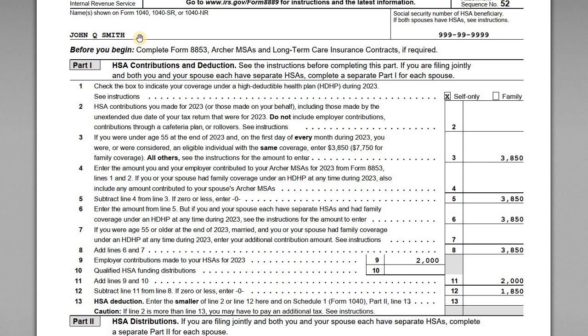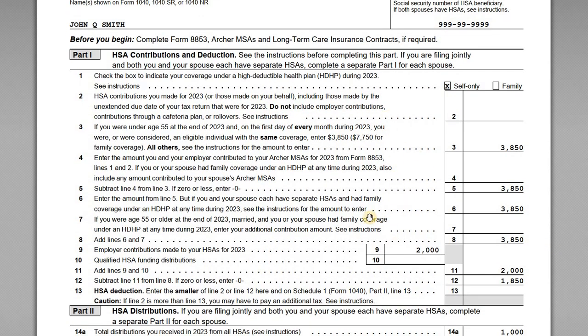He doesn't have a spouse or any dependents. Now, line 2 is any HSA contributions made by John during the year, and it does not include any employer contributions. Employer contributions are reported on line 9, right? So again, this is your Form W-2, Box 12, Code W, you would see an amount for your employer contributions to the HSA.